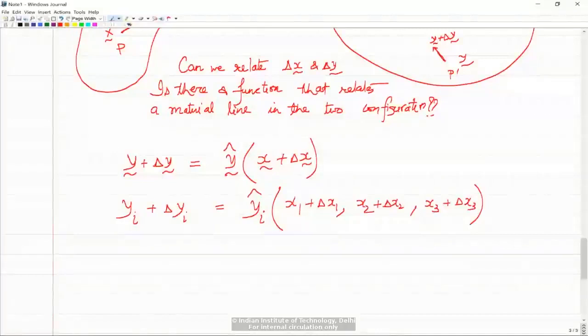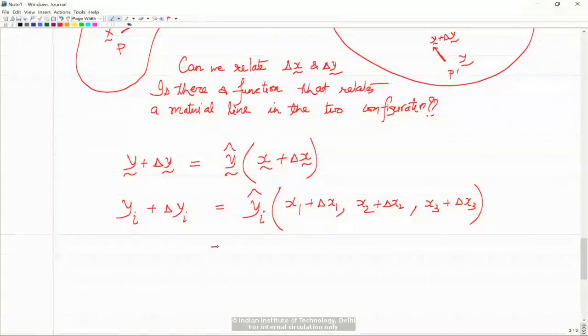Now, because this delta x1, delta x2, delta x3 are very, very small, we can do Taylor's expansion, right? We can do Taylor's expansion of this function y hat about the original point x1, x2, x3, about the original point x. So when you do that, you see it's a function of three variables. So you'll have to do Taylor's expansion in all the three components. And I think all of you already know this.